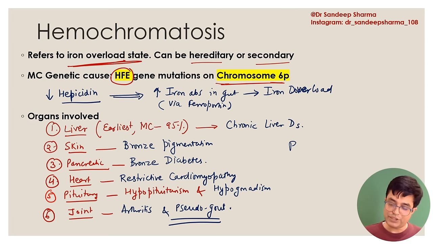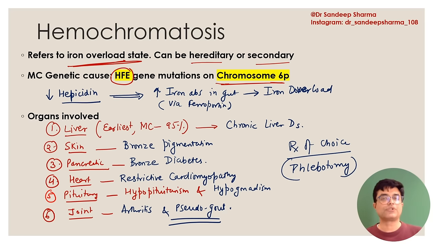And what is the treatment of choice in the patient? The treatment of choice in hemochromatosis is always multiple phlebotomies. So phlebotomy is considered to be the therapy of choice in hemochromatosis. Let us move further. Have a look here.